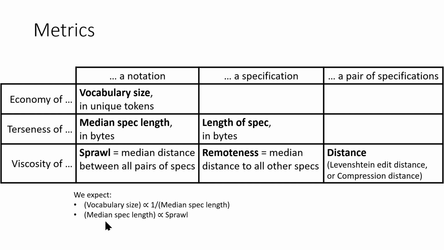We could also expect that if the specs in general are longer, so if the median spec length is bigger, then the distance between any 2 specs might be larger because there's more symbols, more tokens involved. And so to get from one spec to another will probably involve changing more of those tokens, and therefore it'll involve a bigger distance. Bigger distances means a bigger sprawl. And now if you accept these two ideas, what these two ideas together imply is that the vocabulary size should be inversely related to the sprawl.